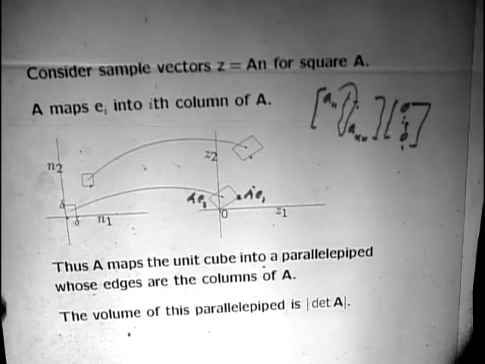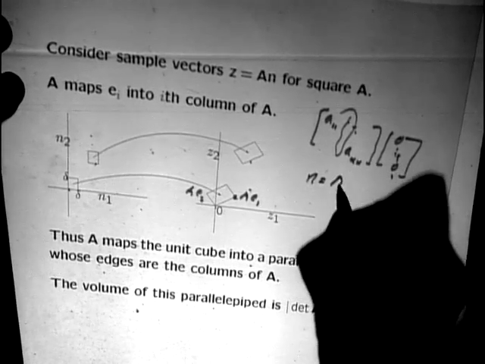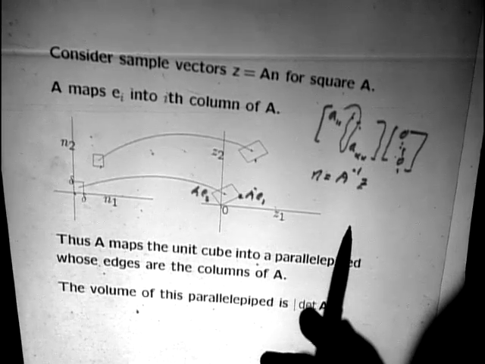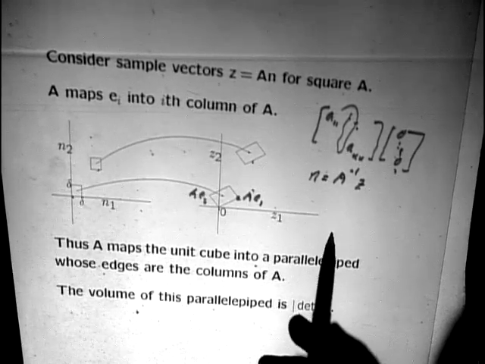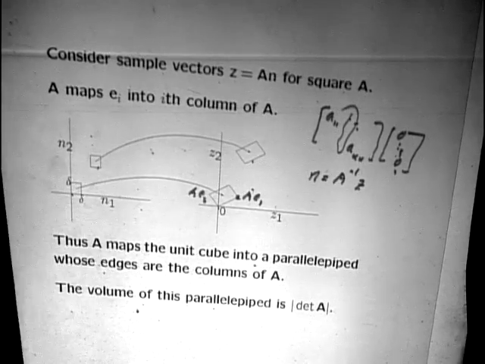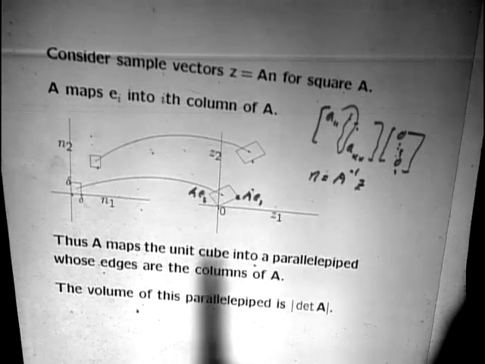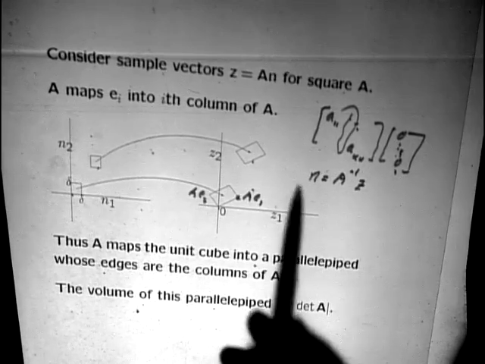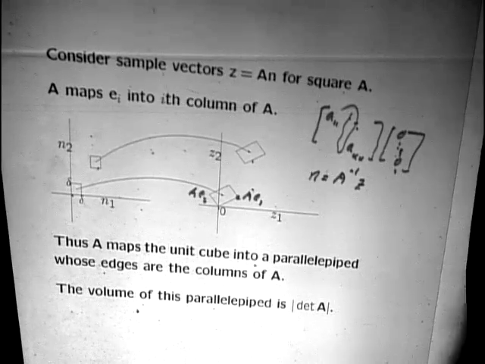In other words, I can also write n is equal to A to the minus 1 times z, and this matrix has to exist. Okay, that's what you mean geometrically by a non-singular matrix. It means that all points in this plane get mapped into only one point in this plane, where every point in this plane is the map of some point here. In other words, you can go from here to there. You can also go back again.